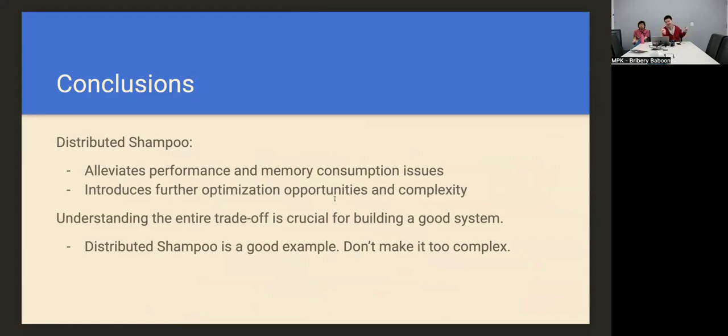Distributed Shampoo itself alleviates performance and memory consumption issues. Yes, it introduces further optimization opportunities like this, for example. However, to become a good system engineer, it will be great to understand the trade-off and not introduce all the optimizations that you can come up with as a researcher. Let me pause, and I think that's the end of this presentation.